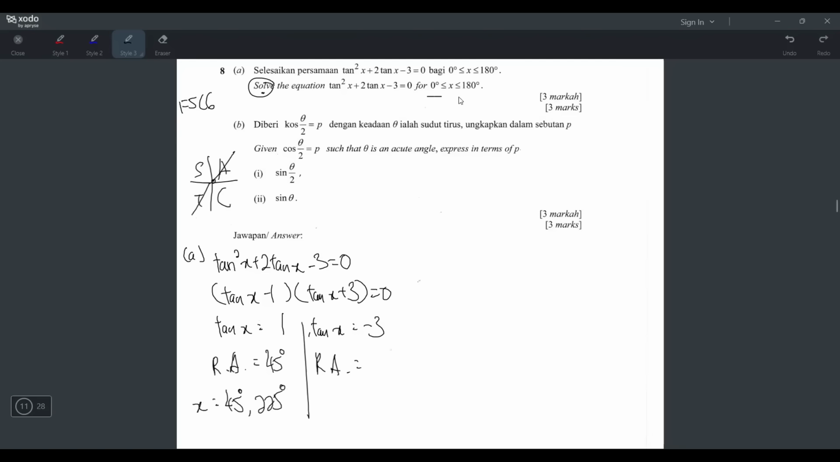Okay, I know the question here says the x answer has to be in between 0 and 180. But it's okay, we worry about it later. Nanti baru saya cancel jawapan yang sudah lebih 180.